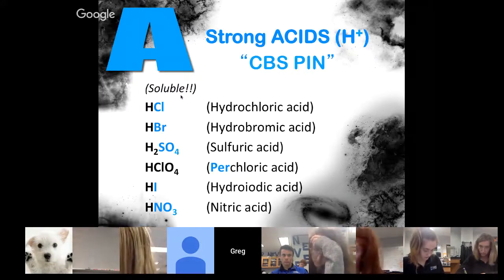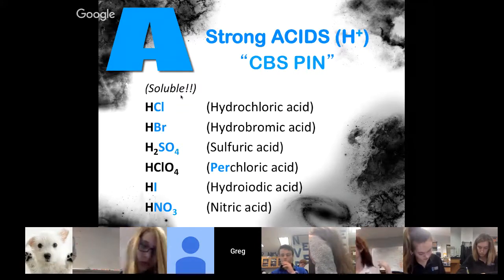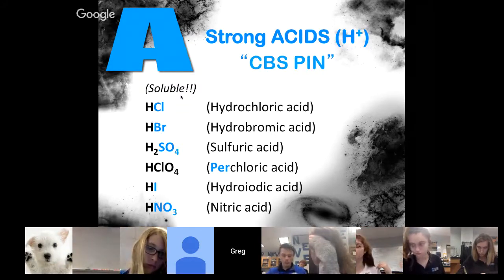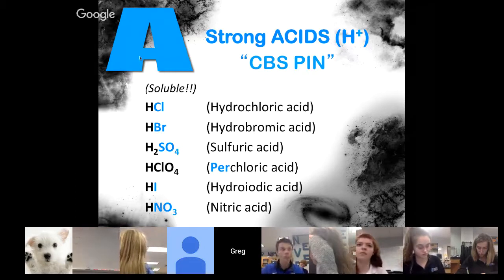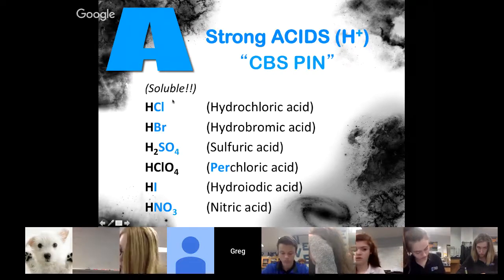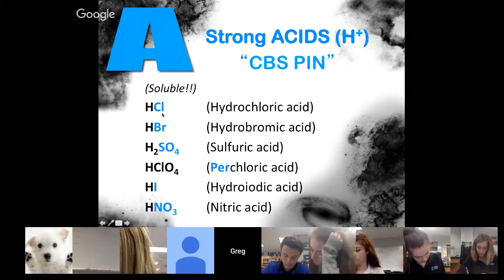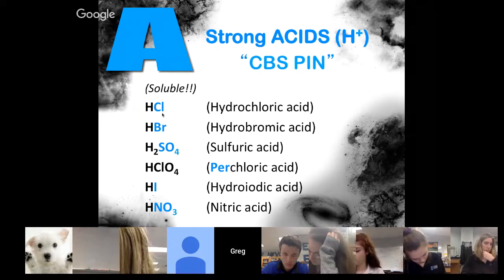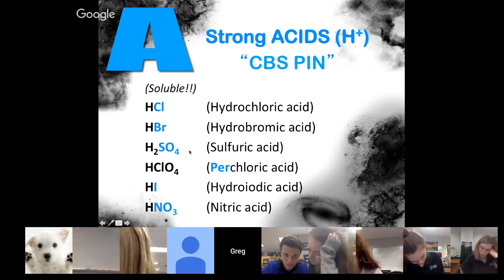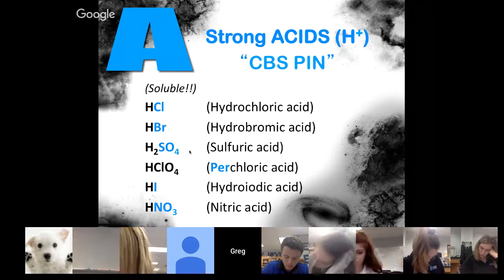Okay, have you all written down the rules? You said able to be dissolved all the time. Yeah, see where it says soluble with 2 exclamation points? Soluble means if you ever have HCl and you throw it into water, it will 100% dissolve. It'll break apart. HNO3. These are the only 6 that are part of the A rule.